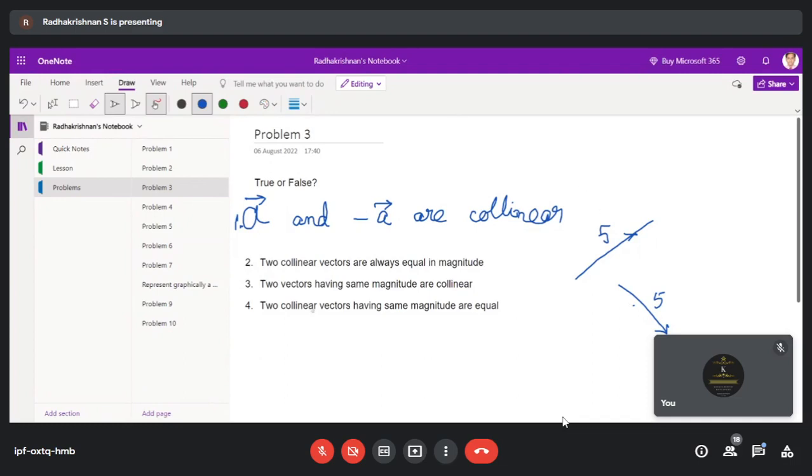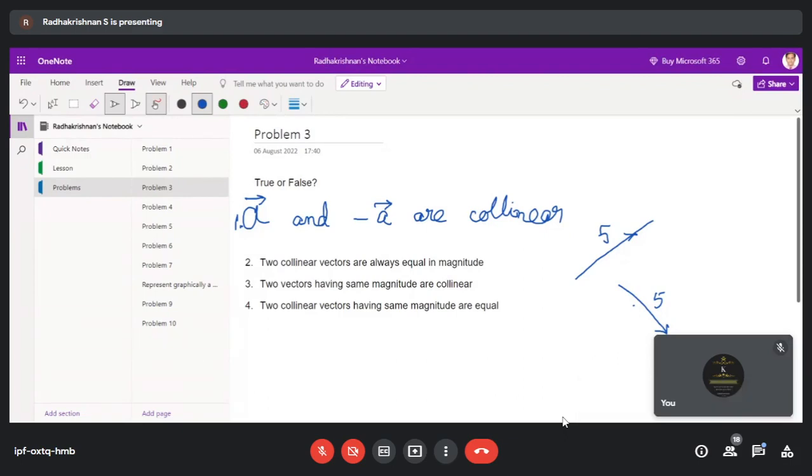Two collinear vectors having the same magnitude are equal. Is that true? False. Why? They are collinear, which means they are parallel, and they have the same magnitude also. So then are they equal or not? True, sir. Okay. Maybe I confused you.